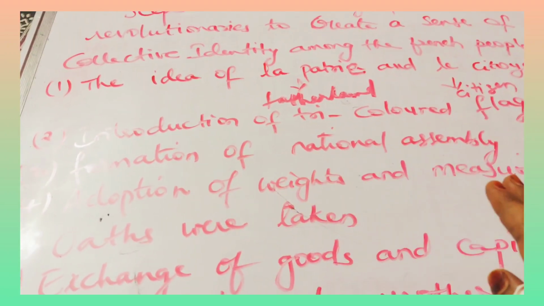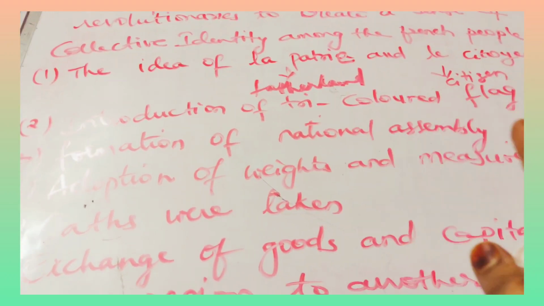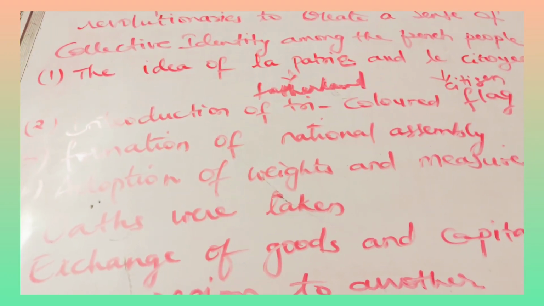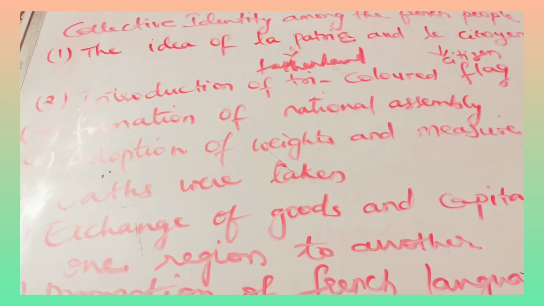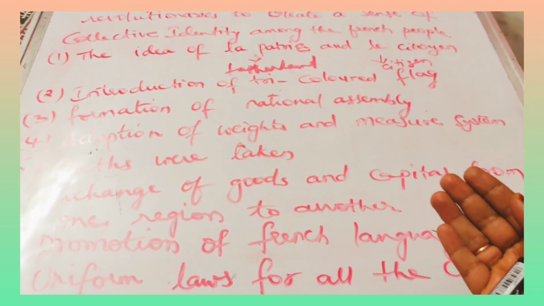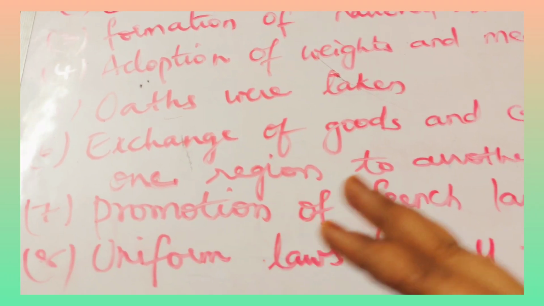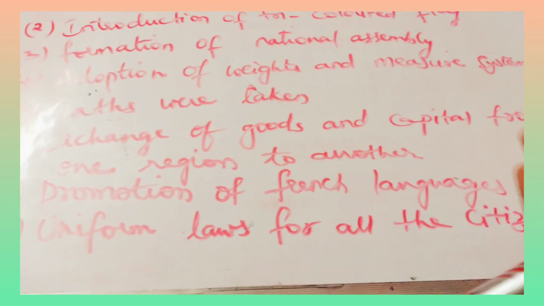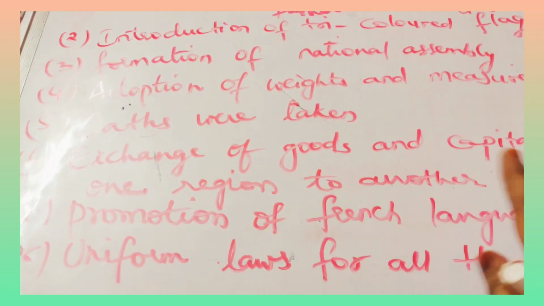The second point you have to write here is the introduction of the tricolored flag. Then the formation of the National Assembly, the adoption of a system of weights and measures, and oaths were taken. Oaths means promises were taken. The sixth point is the exchange of goods and capital from one region to another.